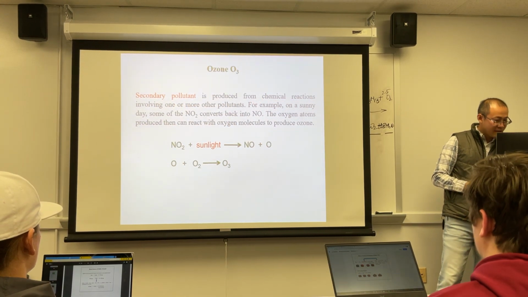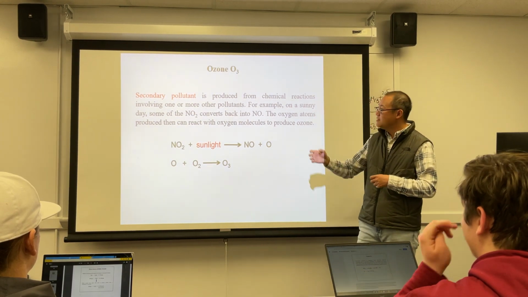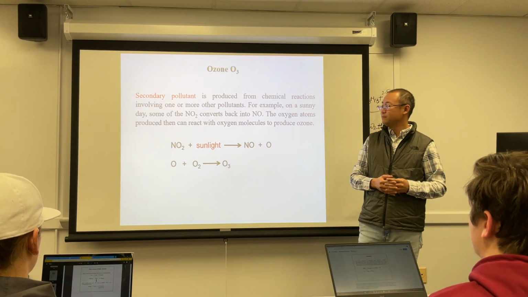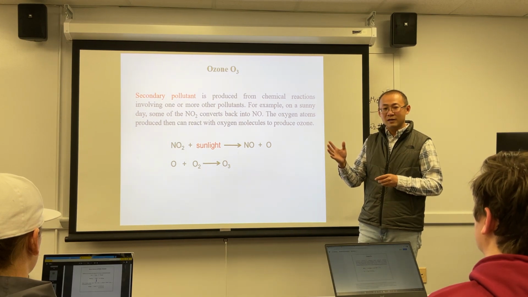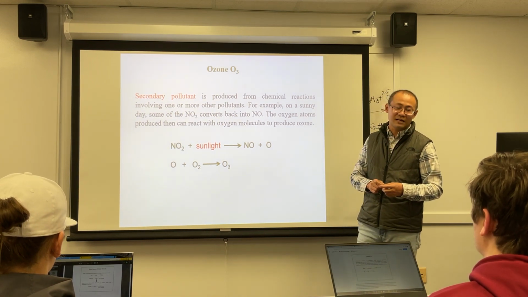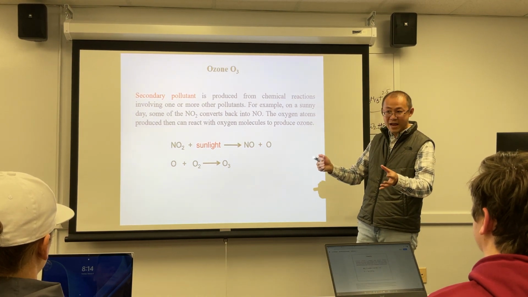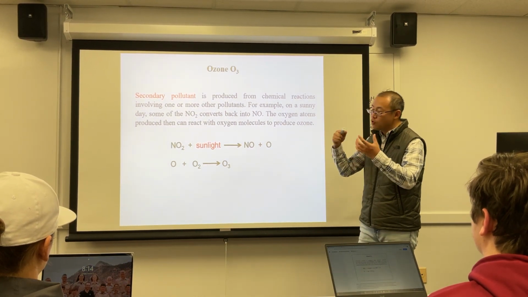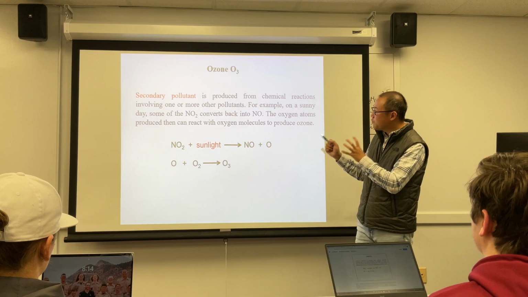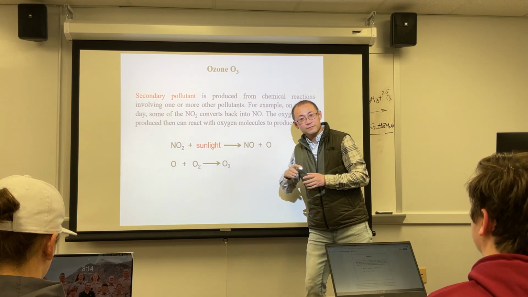Number three, ozone. Remember we said the bad gases, right? Sulfur oxides, nitrogen oxide. Next one is ozone. How does ozone come into the atmosphere? Ozone formation is a little different than nitrogen oxide and sulfur oxide. The reason is nitrogen oxide and sulfur oxide are produced directly by reacting nitrogen with oxygen, sulfur with oxygen. Ozone is a little different. Ozone formation is all because of nitrogen oxide.